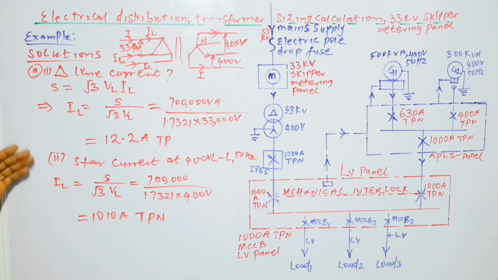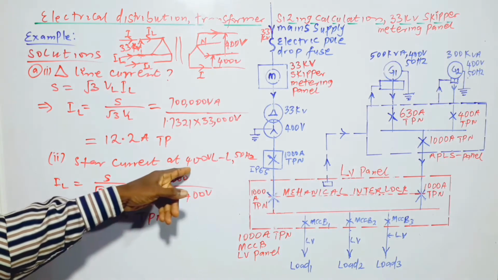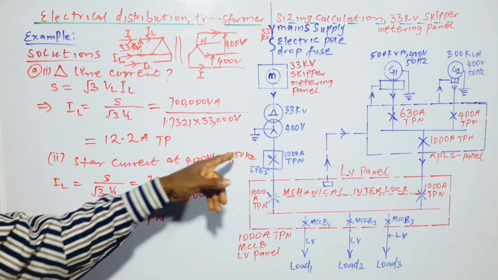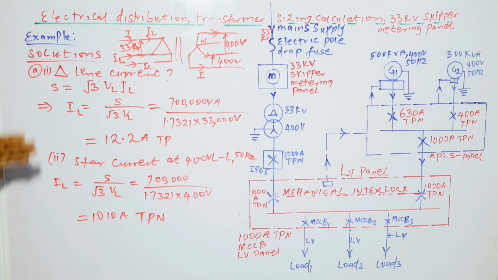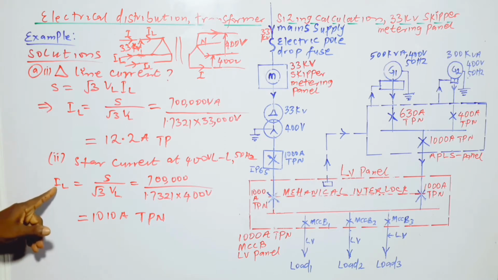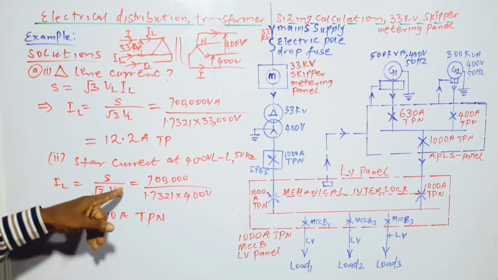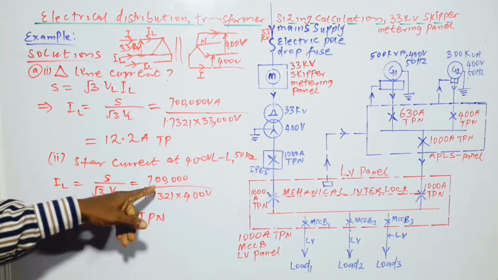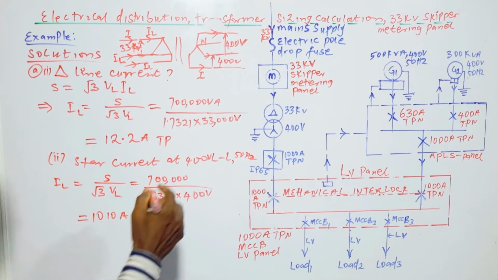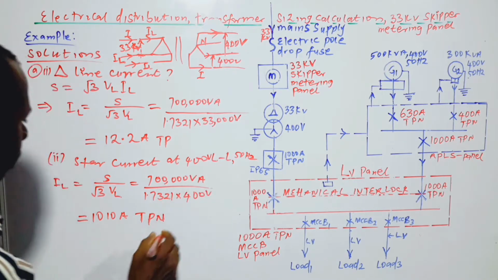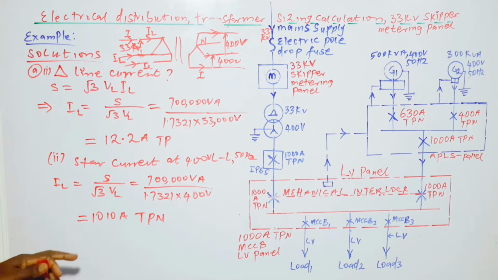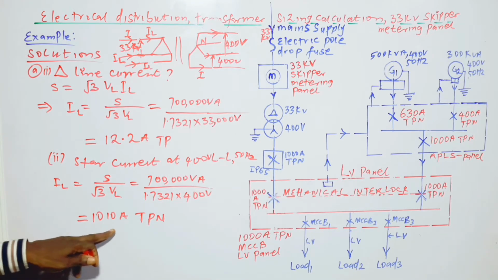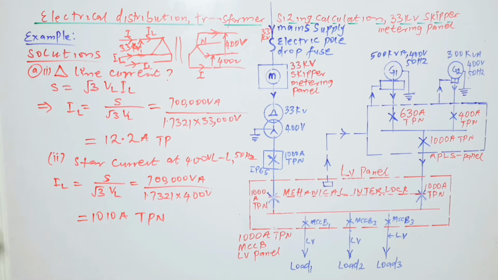Now the second part of question A, the star current at 400 volts line to line at 50 Hz frequency. Just similar to the first part of A, the line current in this case is 700,000 VA divided by 1.7321 times 400 volts, and the answer is 1010 ampere triple phase with neutral.